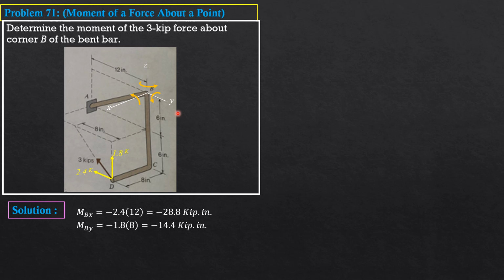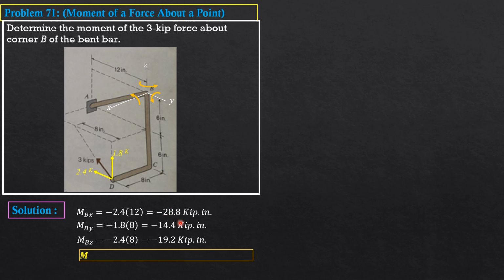Then MBz, this is the positive sense by right thumb rule, the curling of your forefingers, your right thumb pointing towards the positive z-axis. The 1.8 is parallel to the z-axis, so no moment, only 2.4. But the moment of the 2.4 is opposite to that of the positive sense. So therefore, the moment about Bz is negative 2.4 times 8, and that is equal to negative 19.2 kip inch. So in vector form, the moment about B is negative 28.8 i, negative 14.4 j, negative 19.2 k kip inch.